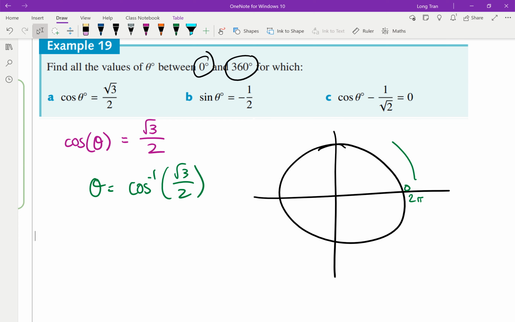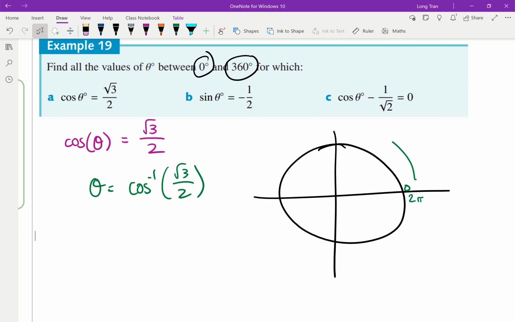So for my first solution to this question, I started off at 0 and I need to move up 30 degrees, or pi on 6. So my first answer is 0 plus an extra distance of pi on 6. That will give me my first solution. Then I move around the circle, I keep going and going, and I'm still not getting any root 3 on 2 until I reach here.